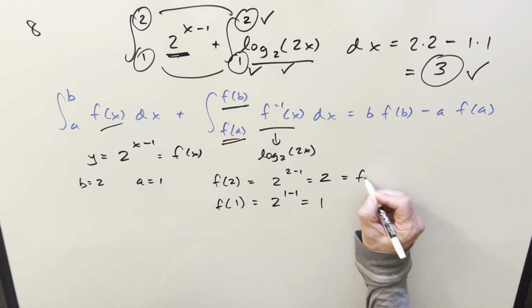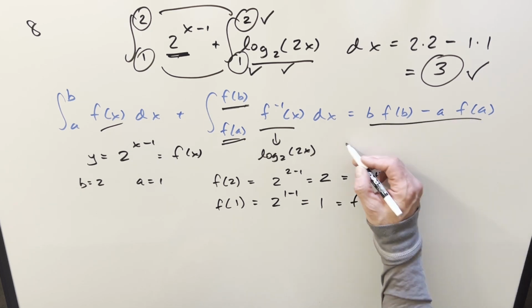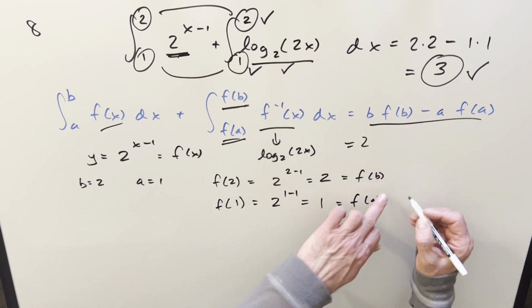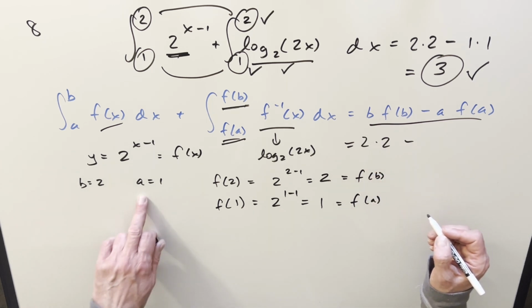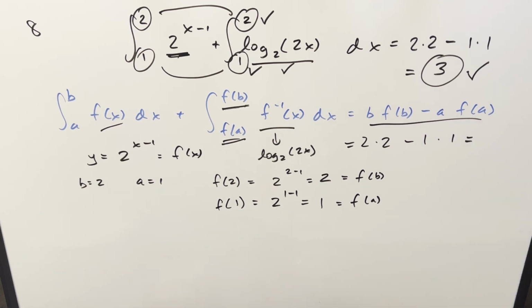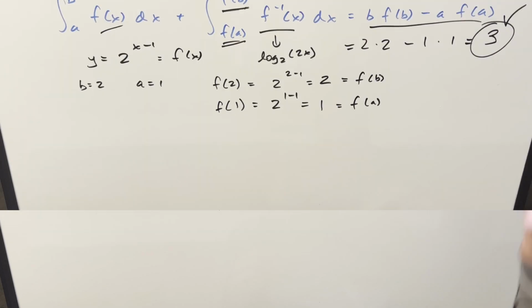Now that we have our f of b value and our f of a value, we can go to the right side and plug in, doing the thing I did at the beginning. For our b value, we have 2, f of b, which is 2, minus the a value 1 times f of a, which is 1. Putting it together, 4 minus 1 gives us our solution of just 3.